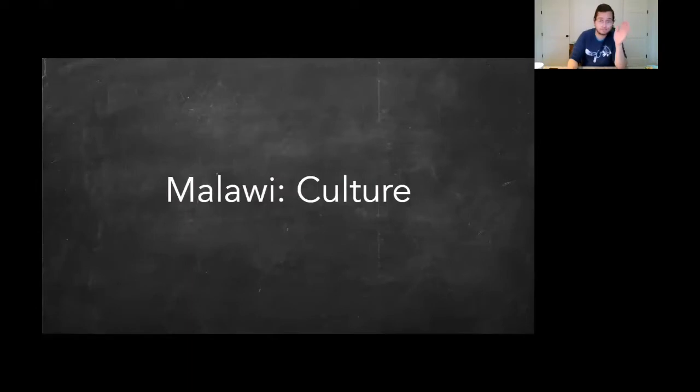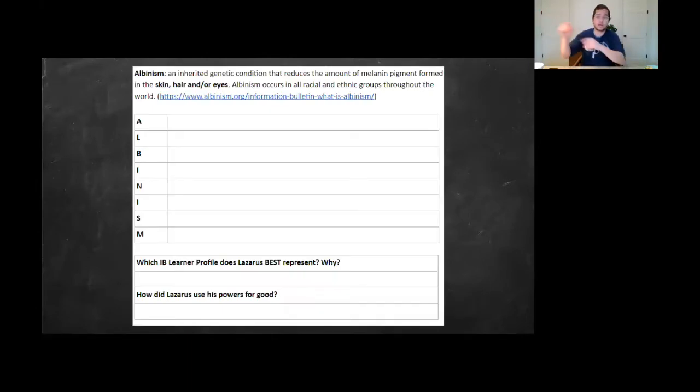Talk about culture now. You should have this organizer in whatever capacity was distributed to you based on your teacher's expectations. Let's go over this definition. We're looking at albinism. Albinism is an inherited genetic condition that reduces the amount of melanin pigment formed in the skin, hair, and or eyes. Albinism occurs in all racial and ethnic groups throughout the world. It is not just limited to Malawi or sub-Saharan Africa. I want to make sure that is clear.